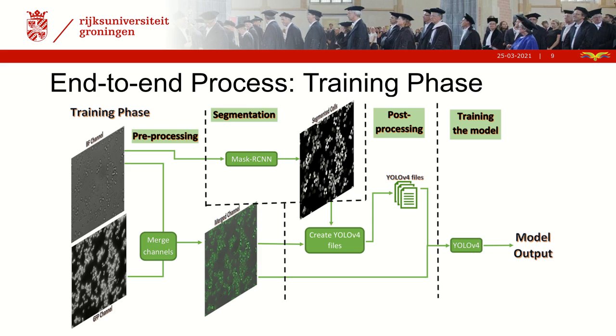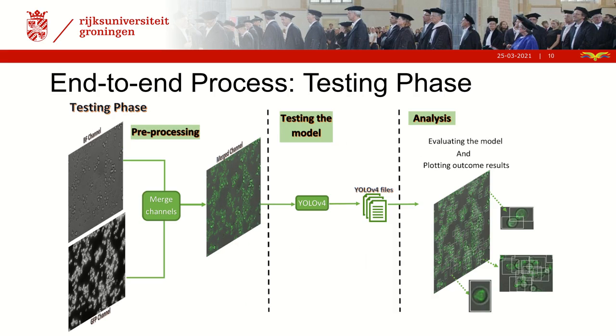In the training phase, we first need to merge the bright field and the GFP channels together. In parallel, we segment the bright field channel using the Mask RCNN. After this, we create necessary YOLO files based on the segmented image and the merged image. Having all necessary files, we can finally train the model.